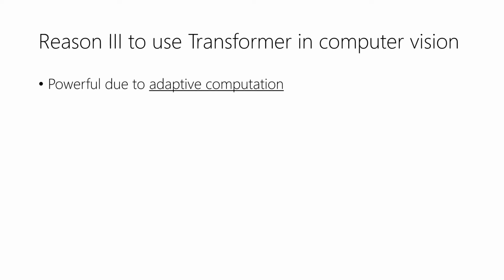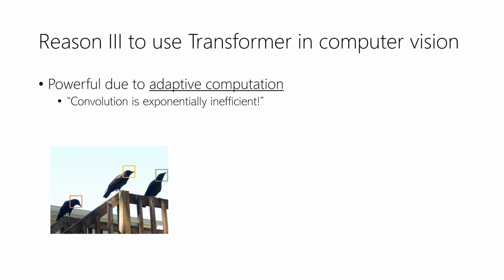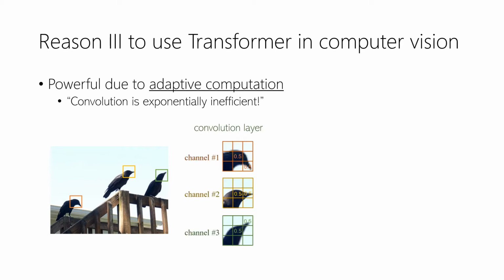Next, let me show the third reason to use transformer, that is, transformer's strong modeling power due to adaptive computation. The convolution layer is criticized to have low efficiency. In fact, convolution performs a template matching using fixed filters across all image positions. Please see this image. There are 3 boards with slightly different head poses. With a convolution layer, we need 3 channels to encode these 3 board heads, which is inefficient.